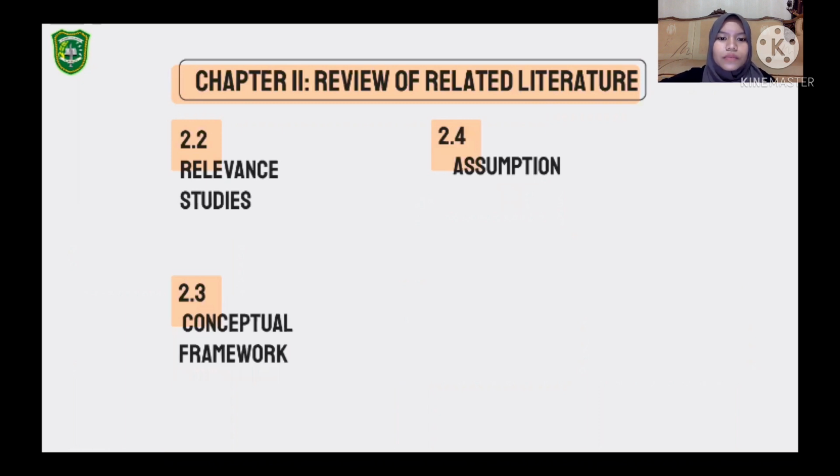2.3 conceptual framework. The category questionnaires consist of 20 questions divided into 4 parts. First is psychological aspect. This category is about problems faced by students in learning related to shyness, nervousness, and feeling stressed. Second category is learners' language competency or ability.